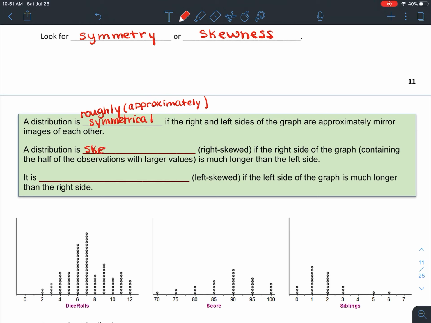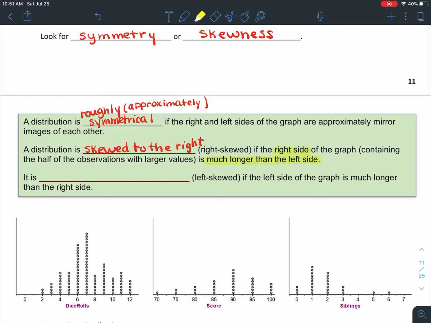It is considered skewed to the right, or you could call that right skewed. Sometimes it's called positively skewed if it's skewed to the right. That is if the right side of the graph is much longer than the left side of the graph. Here's what I like to do.